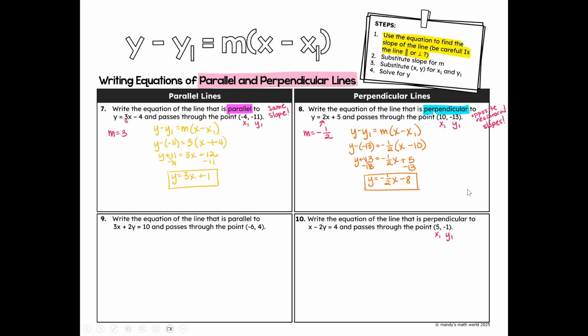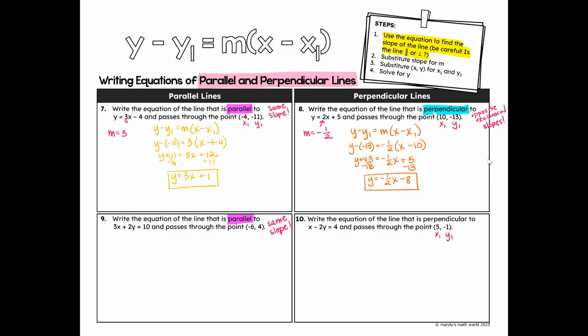In the next, number 9, this is about as difficult as it gets, 9 and 10. It says to write the equation of the line that is parallel to 3x plus 2y equals 10 and passes through the point -6, 4. So what do you think the first thing is to do? I need to figure out what the slope is of this line right here. I can do that by converting it to slope-intercept form of a linear equation. Recall that parallel lines have the same slope.